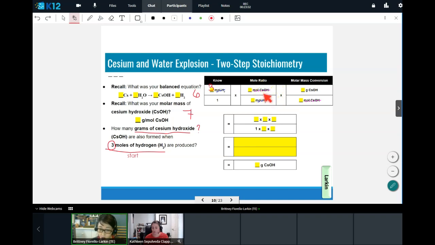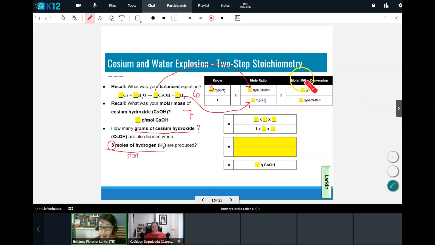Now this mole ratio always comes from the chemical equation. So whatever your coefficient of cesium hydroxide is here on your balanced equation goes on top here. Smiley faces emojis in the chat box if that makes sense. You should have balanced your equation correctly. Whatever that coefficient is goes on top. Beautiful. Then whatever the coefficient is for hydrogen goes on the bottom. Easy peasy. That absolutely always has to come from the chemical equation.